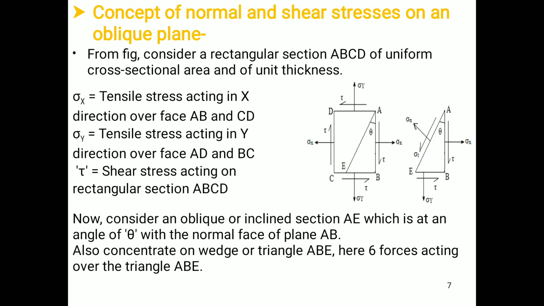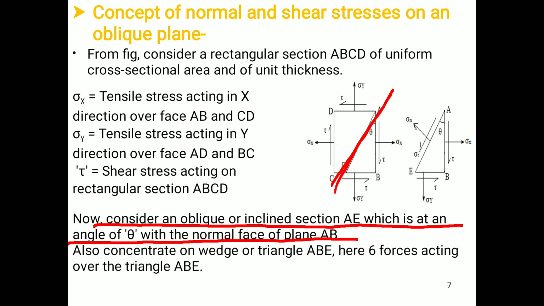Now we have to concentrate on an oblique or inclined section AE, which is at an angle of theta with the normal face of plane AB. So this is the inclined section AE, which makes an angle of theta with the normal face of plane AB. With respect to this vertical, it makes an angle of theta.